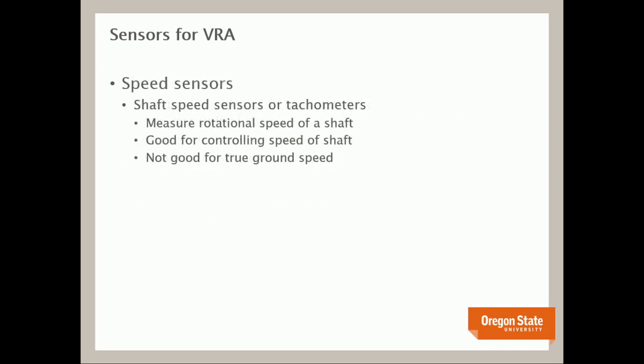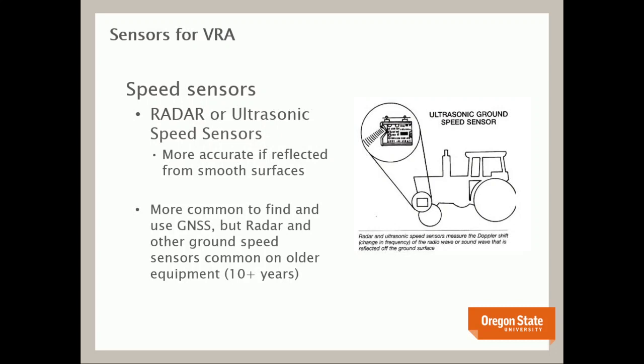Speed sensors, shaft speed sensors or tachometers, measure the rotational speed of a shaft. They are good for controlling speed of a shaft, not good for true ground speed. Radar or ultrasonic speed sensors are more accurate if reflected from a smooth surface. It is more common to find and use GNSS, but radar and other ground speed sensors are common on older equipment, 10 plus years.